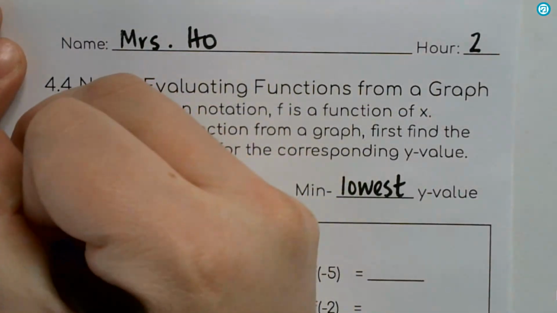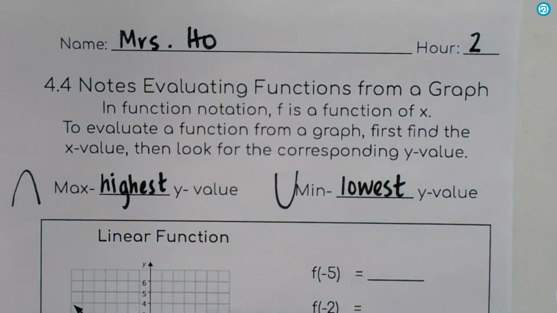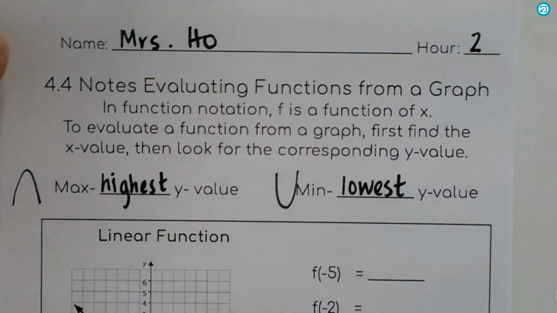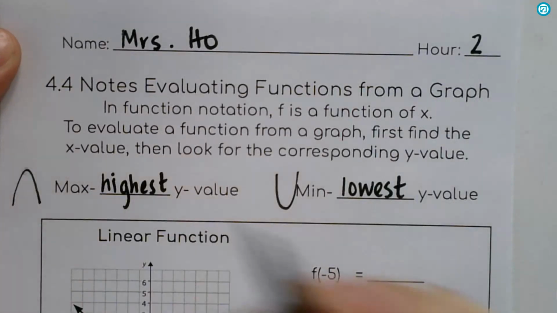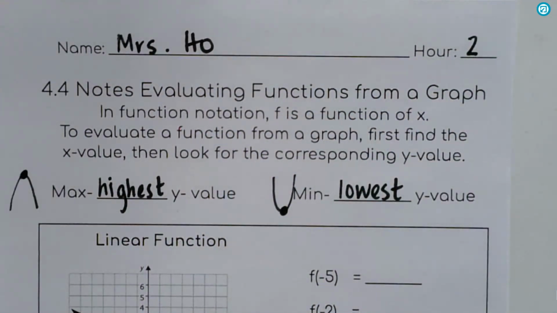So some graphs are going to have a high point, some graphs are going to have a low point. If they have a high point, it would be at the top of a hill. If they have a low point, it would be at the bottom of a hill, or a V. Some graphs are not going to have either. They're going to keep going forever in both the positive and negative direction. They're not going to have just one high point or one low point.